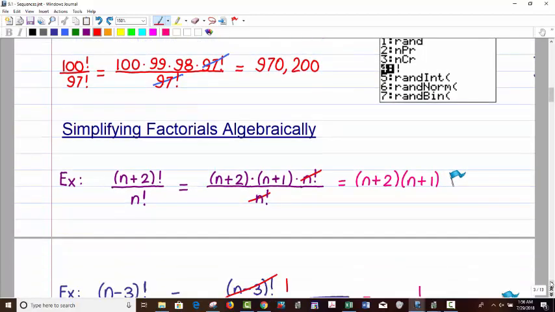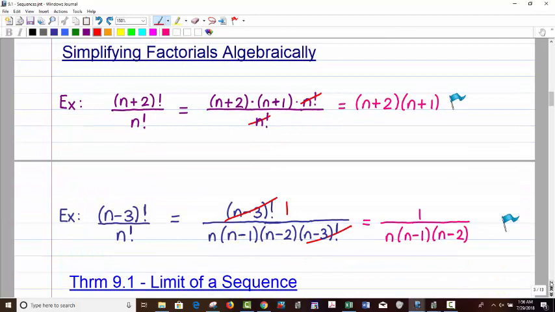So that's going to be very important for what we're about to do here: simplifying factorials algebraically. So we have n plus 2 factorial divided by n factorial. What you're doing is looking for the larger of the two factorials. The larger may be on top, or it may be on the bottom, which we'll see in the next example, whichever is larger. Well, n plus 2 is larger than n.